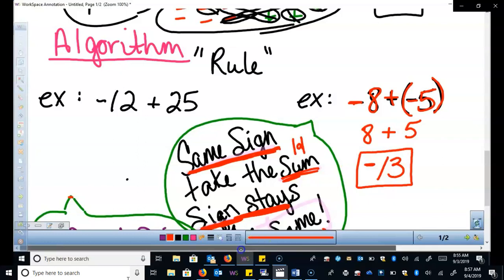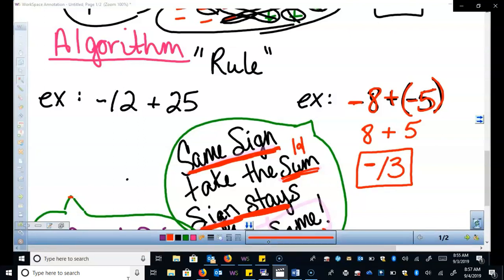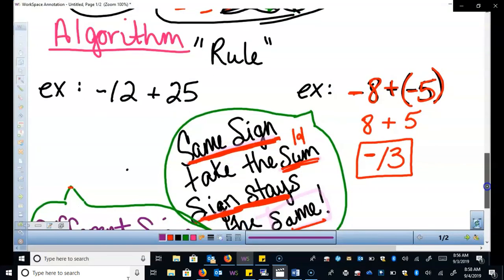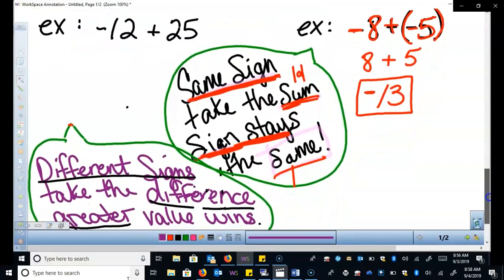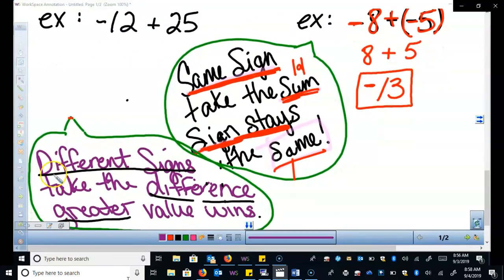Let's take a look at what if one's negative and one's positive. -12 and plus 25. Okay. Well, these are not the same sign. They are different signs. So we have another phrase that says different signs, we take the difference and the greatest value wins the sign. And I'm going to walk you through what those mean. Okay. So these are different signs. One's negative, one's positive.